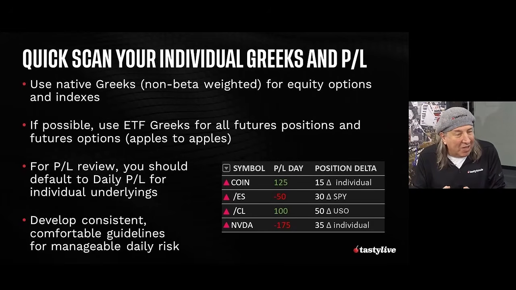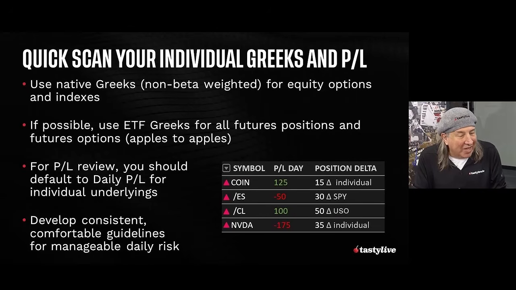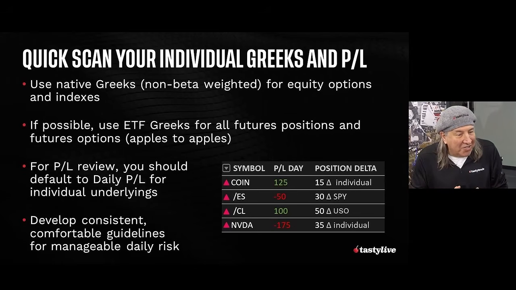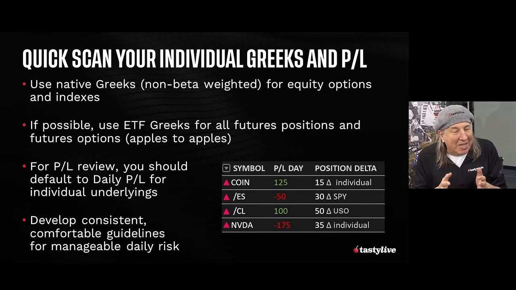You can also tell by looking at your Greeks and your delta and maybe your theta, but your delta for sure. But your P&L will confirm everything. It gives you that instant confirmation. Also, you need to develop consistent, comfortable guidelines for managing your daily risk, because some people will look at it all day long. Some people will log on 10 times a day. Some people look at it once a day. Some people look at it once a week. Whatever that is, you have to be consistent and you have to have guidelines and manageable positions that fit within that.